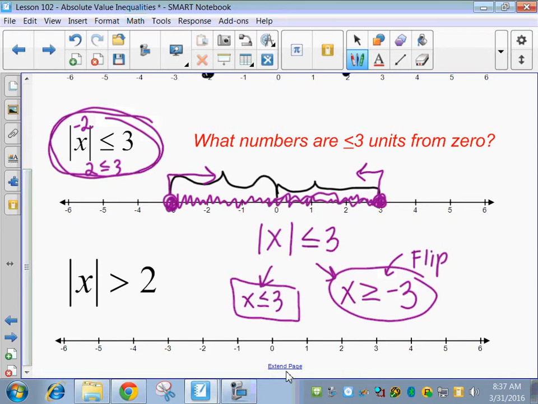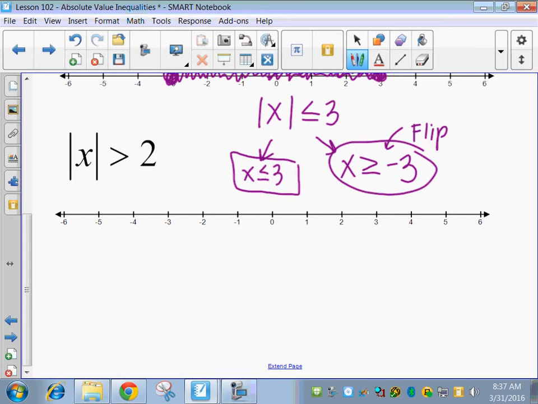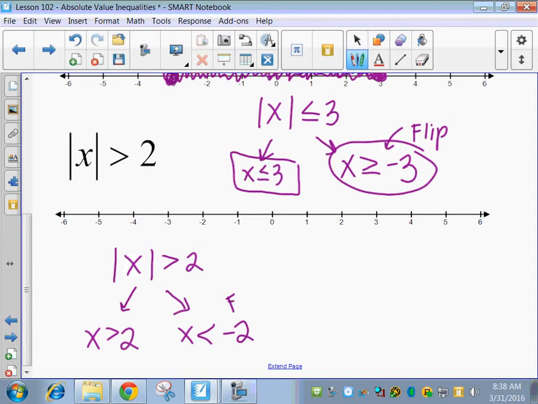What if we have greater than? So the absolute value of x is greater than 2. So anytime you have absolute value, you're going to branch it out, and we get x is greater than 2, so it stays exactly the same for the first one, except you drop the absolute value bars. And then we do x is less than negative 2. So we flip it on the negative side. And those are my 2 solutions.